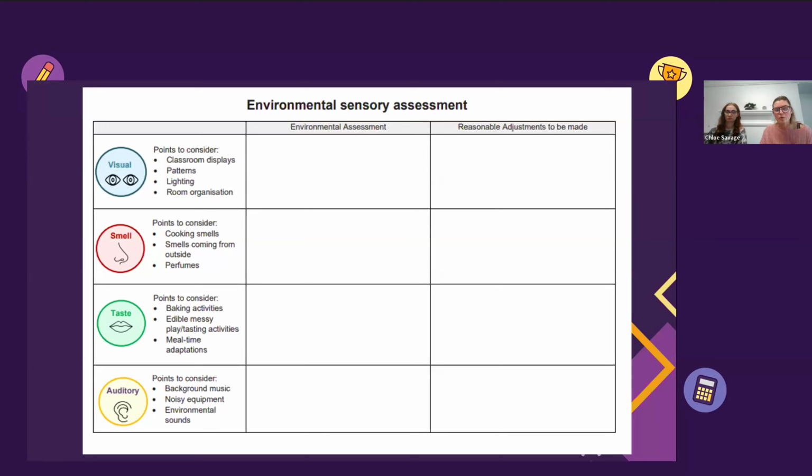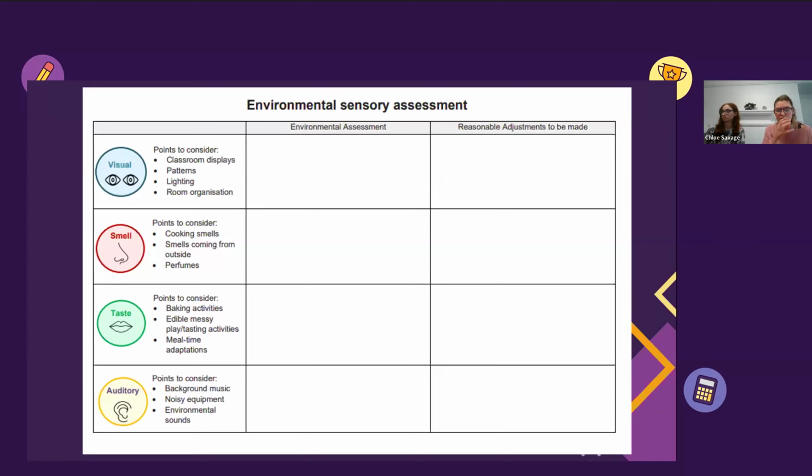Same with smells. So walk around your space. What can you smell? What's popping up for you? And again, the same with taste. By all means, take a screenshot of this slide if you want. I've also put a link at the end of the presentation where you can access this as well.